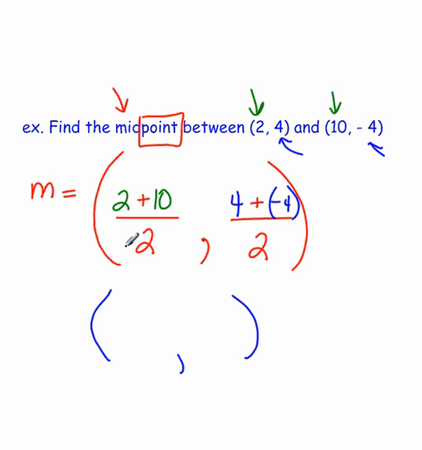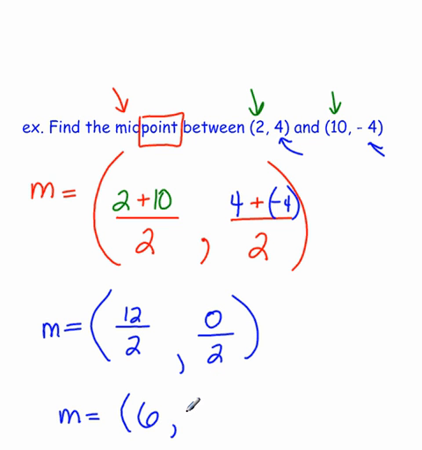So let's work with our x. 2 plus 10 is 12 divided by 2. Over here, 4 plus a -4 is 0 divided by 2. Now we can clean this up. Sometimes fractions are okay. If it ended up being like 1/2, or you could reduce down to another fraction like 3/4 or something, that's totally fine. But this can simplify into one whole number. 12 divided by 2 is 6, and 0 divided by 2 is 0.